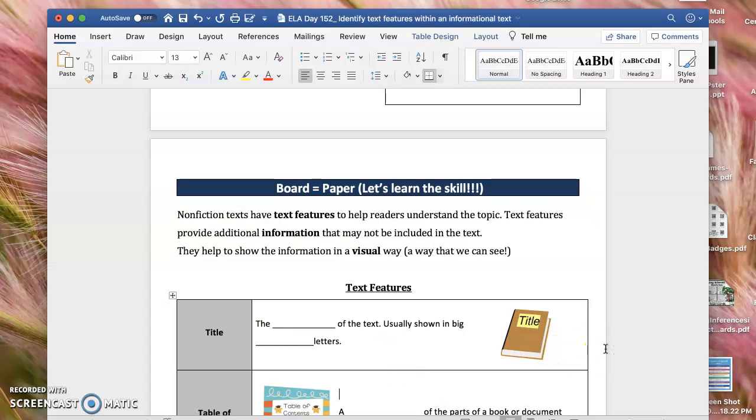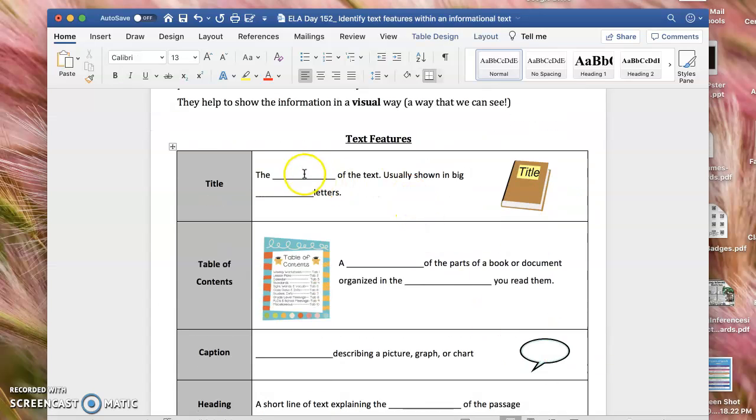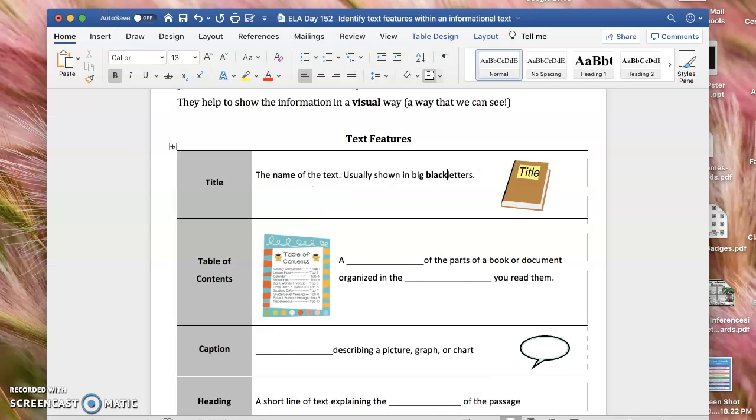Now, guys, we're going to go over again the text features that we talked about yesterday. Remember, we talked about titles. The title is the name of the text shown in big black letters, okay? And that's similar to this image right here. And then table of contents is a list of the parts of a book or document organized in the order you would read them. Okay, and so I included this small picture here. I don't know if you can see it, but it has the topics on the side with the page numbers that you can find the topics on.